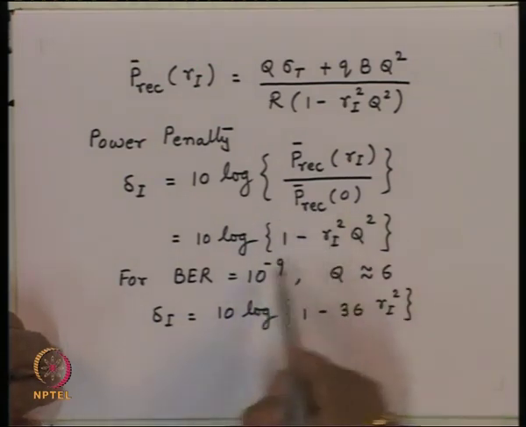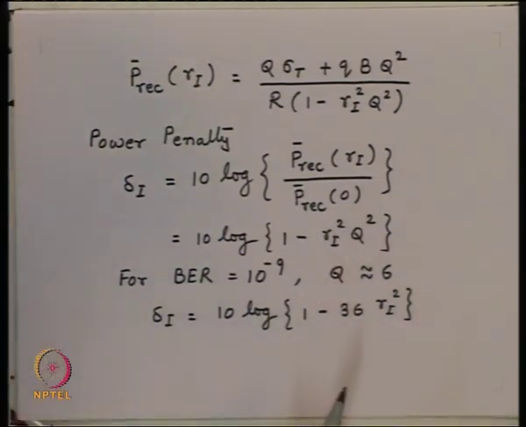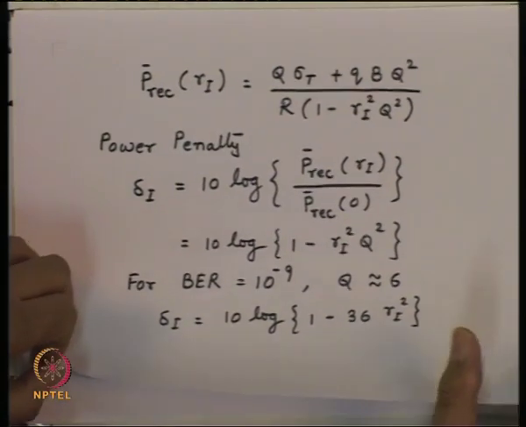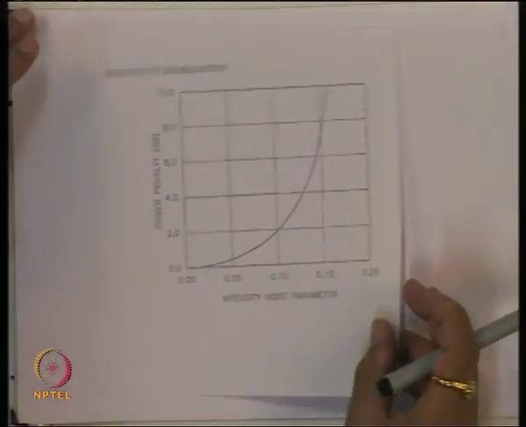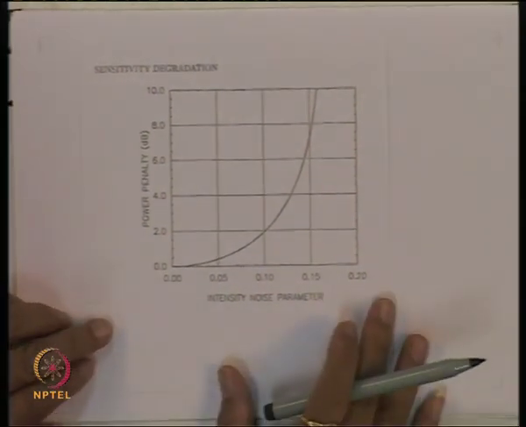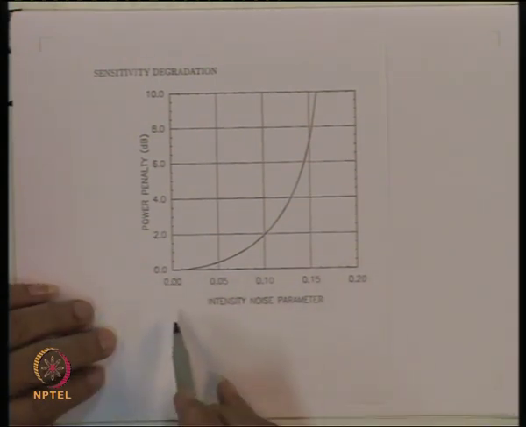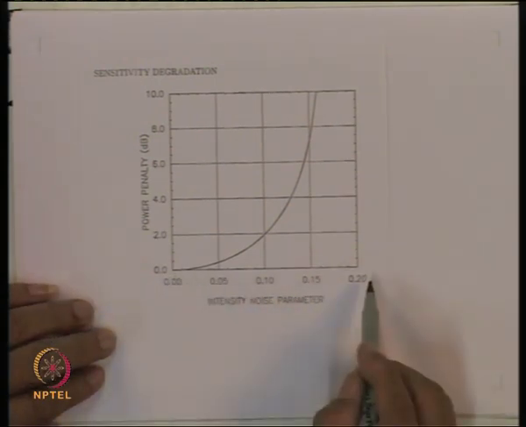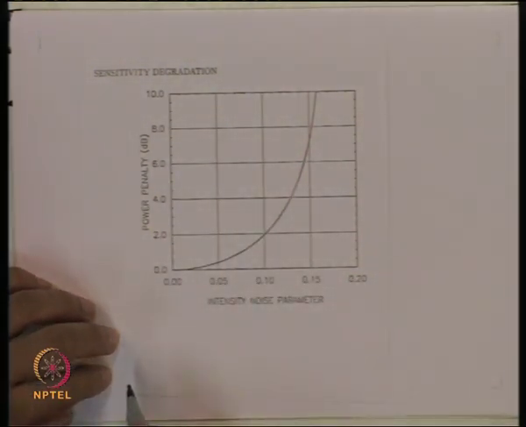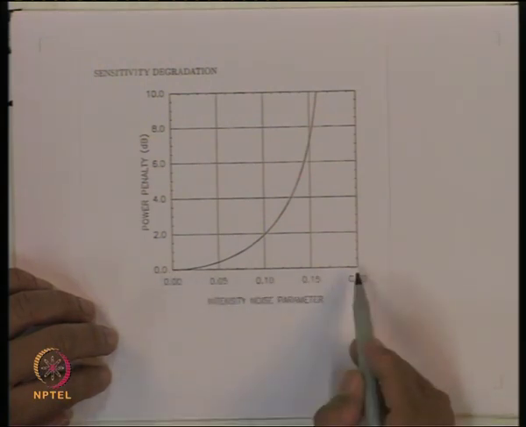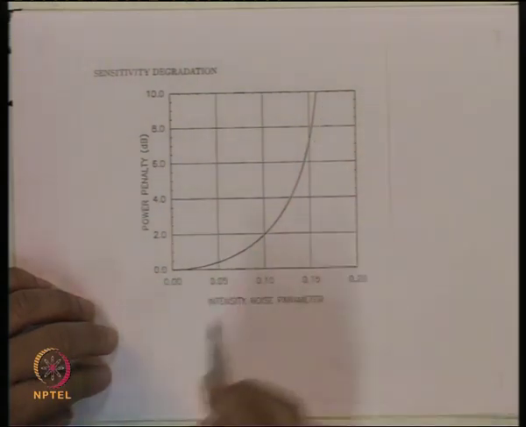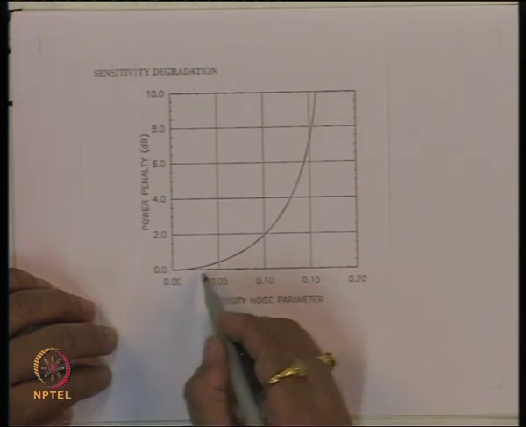We can plot this function again as a function of the relative intensity noise, and the plot would look something like this. So we have the relative intensity noise plotted here, and here we have a power penalty in terms of dBs. We see that as the relative intensity noise increases, the power penalty increases very rapidly, or in other words, the system degrades very rapidly.